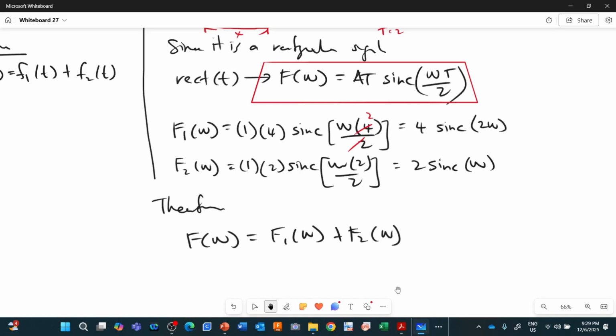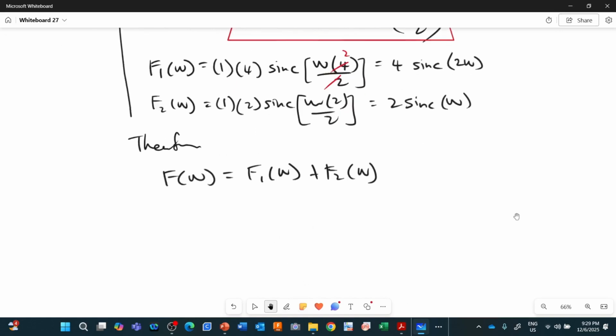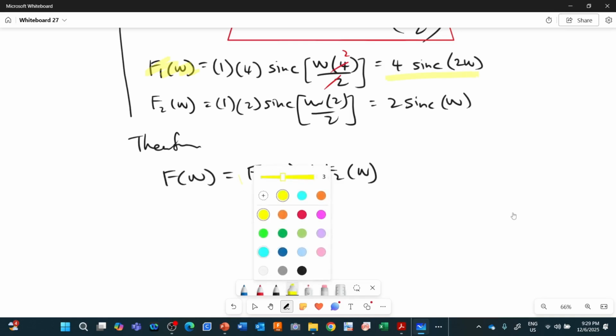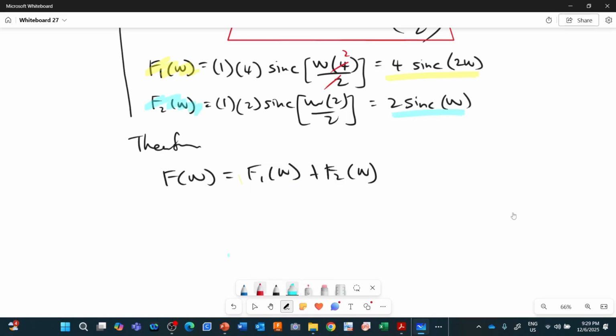Okay. So you just substitute the values. The value for F1 is this one, and F2 is this one. So you write it as 4 sinc 2 omega plus 2 sinc omega. Okay, so this is the answer.